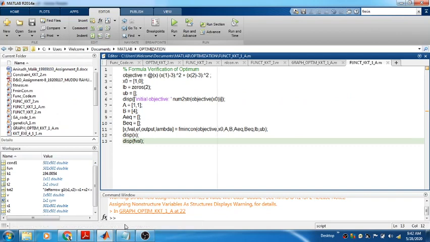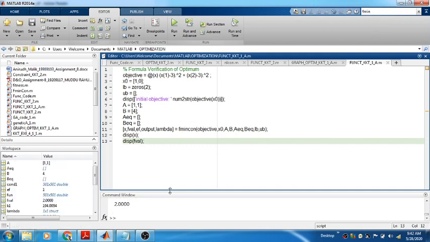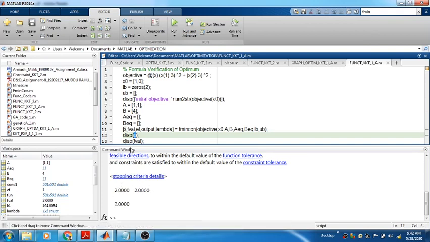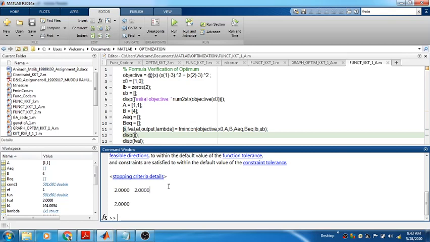Now I should run it. Let's see, I am running this. Run it. Yeah, you can see the things here. The optimum value is occurring at x equal to 2 and 2, and once you substitute this x1 and x2 here, you will get this value, right? By this way you can understand the things, right? All these things you can do.